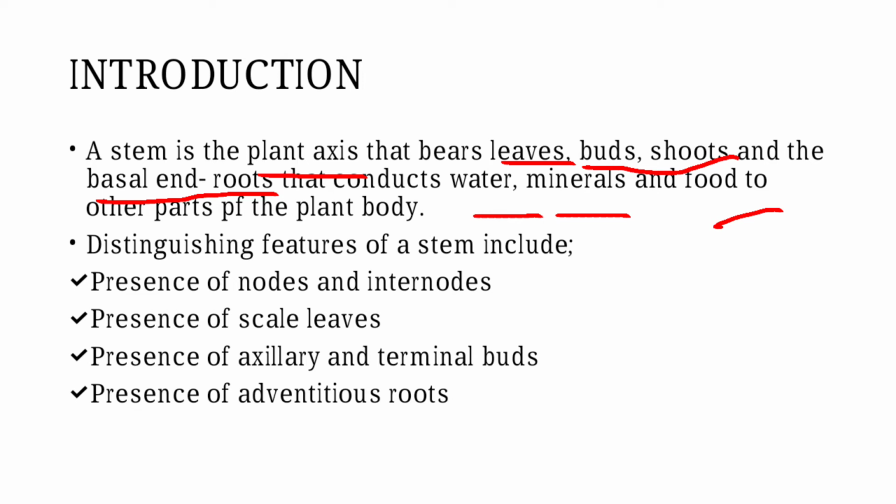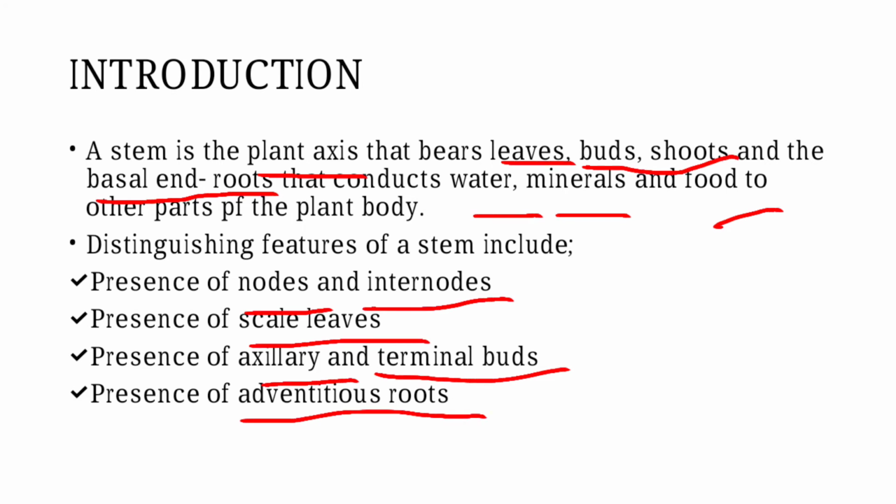So, the main distinguishing features of a stem from other parts of the plant, like the roots and the leaves, are the presence of nodes and internodes. Stems also possess scale leaves, as we shall see. Most stems also possess axillary and terminal buds. And lastly, they possess adventitious roots.